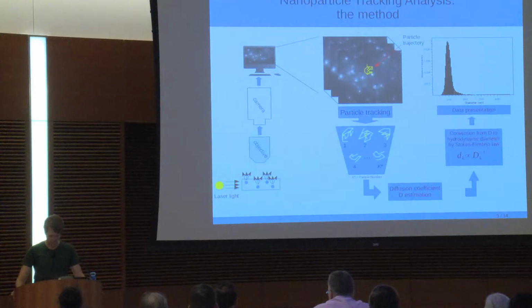The next step is the estimation of the diffusion coefficient. The diffusion coefficient is, roughly speaking, the speed of the particle, and after that the diffusion coefficient is converted to hydrodynamic diameter. And the diameter data is then presented as a size distribution, as a histogram.